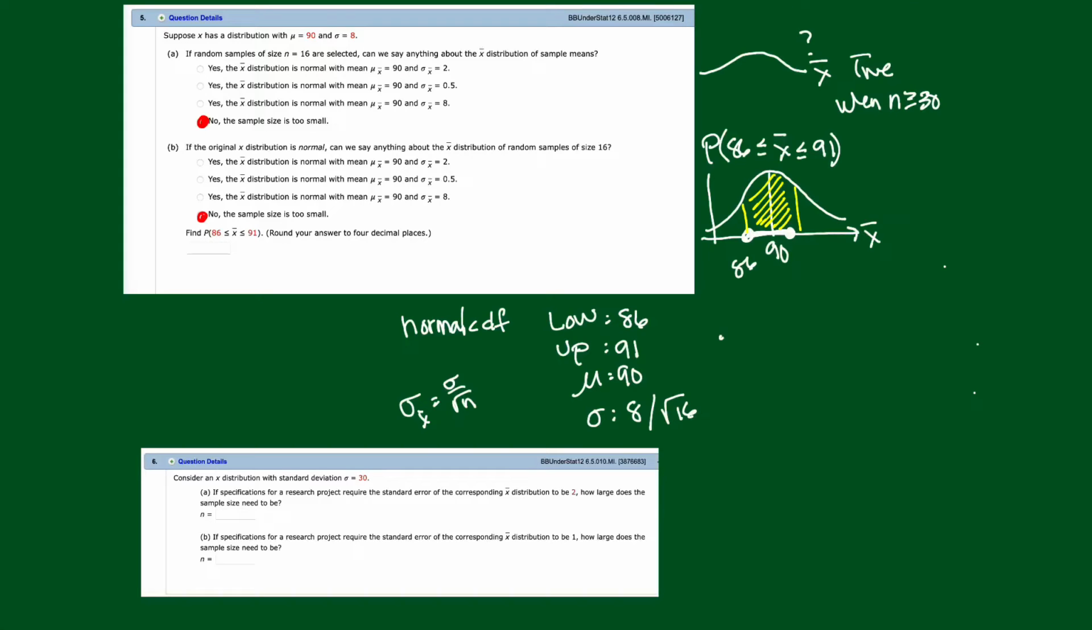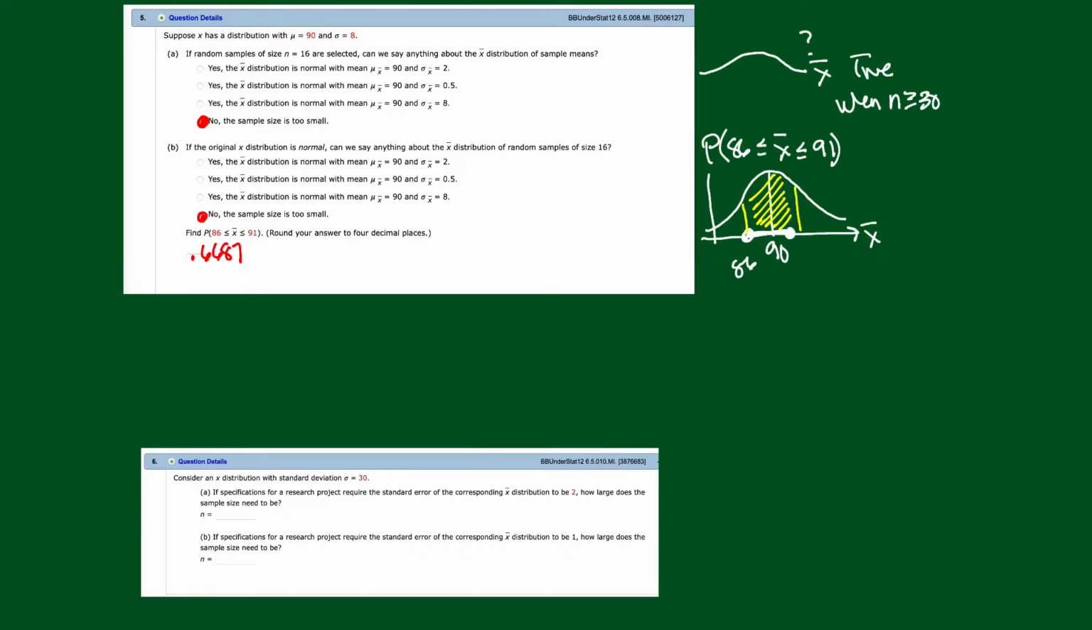When I made that computation, I got 0.6687 and then a 1. So if I go to 4 decimal places, I'm at 0.6687. We're supposed to put that all the way back up on the top left. So there's about a 66.87, about a 67% chance that you would randomly pick a sample of size 16, find the mean, and that mean would land in that interval right there, somewhere between 86 and 91.